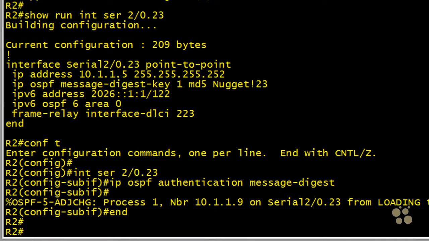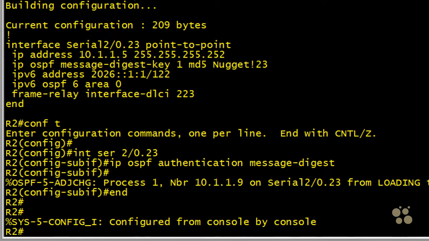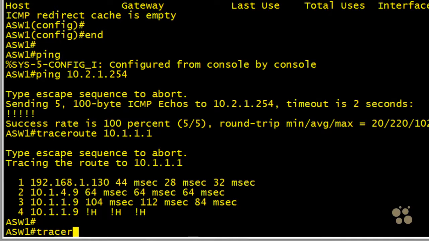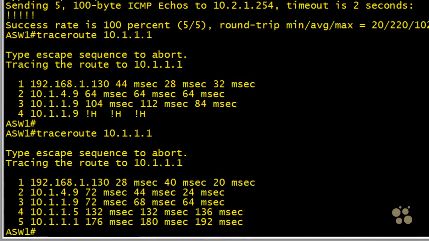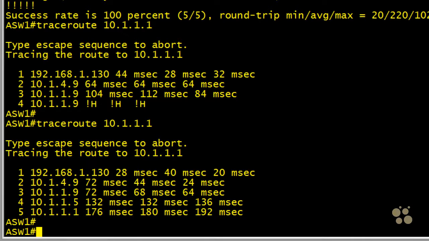So we'll type in end, and let's go do our test from ASW1. So here on ASW1, let's go ahead and do a trace route to 10.1.1.1, and survey says success. However, now that I look at this, we're not using our default gateway still. And what I would have expected to happen is I would have expected it to use the 10.2.1.254 as its default gateway. But based on results right here, it's not. So even though we have full connectivity to 10.1.1.1, it's going over a path that I wasn't expecting.